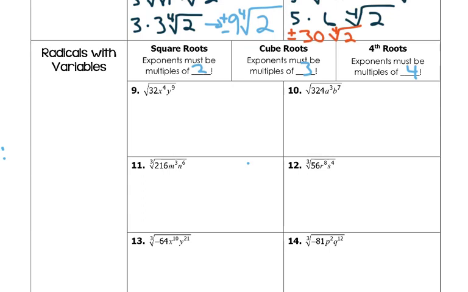Again, all right, so here we go. 32, x to the 4th, y to the 9th. All right, let's go ahead and simplify it. What is the square root of 32? Square root of 32 is 16, all right?